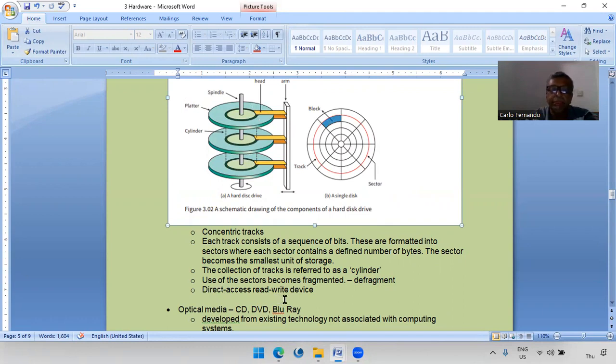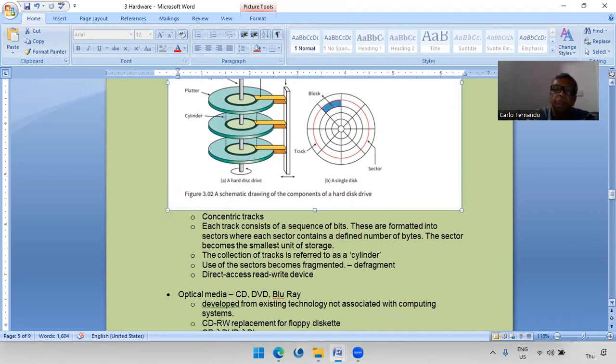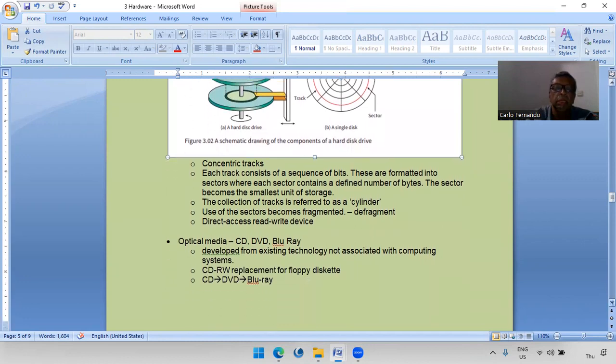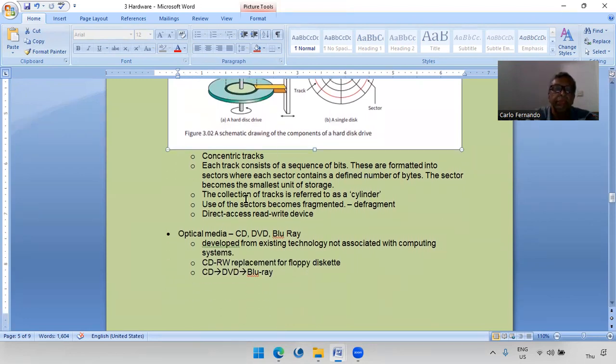Then a direct access read-write device. So now the head is there, the arm is there, the spindle. The spindle is this, like an axle. Around that only this cylinder revolves. Okay. Block. Block is like a block of data, part of one section like this, in a concentric track. We read that.